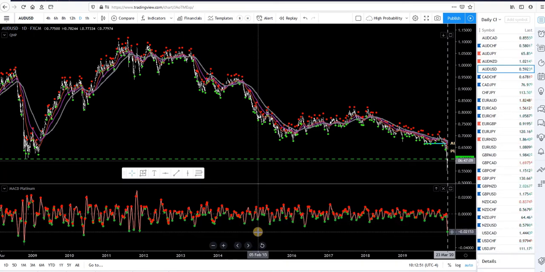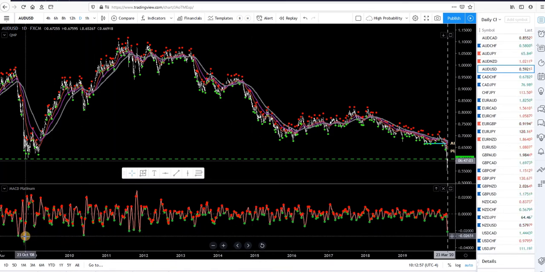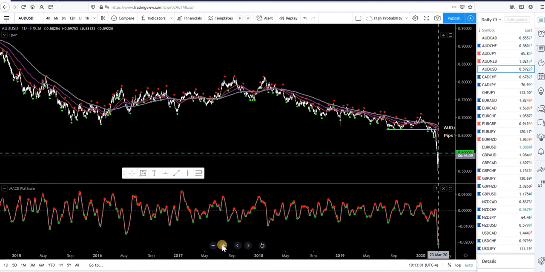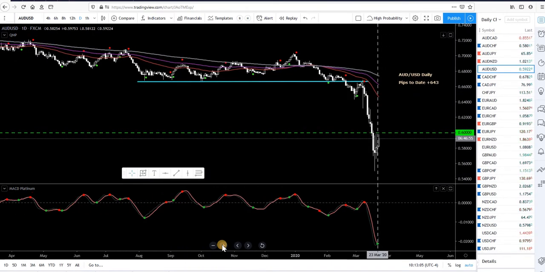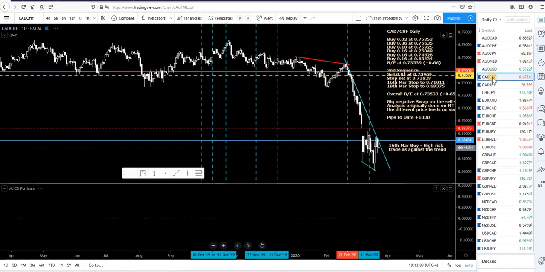So I'll put a horizontal line there. So in there and GFC. So it just shows you it's an extreme. It is an extreme on the MACD Platinum. So generally you can trade out of that. But we haven't yet. We haven't got a signal.